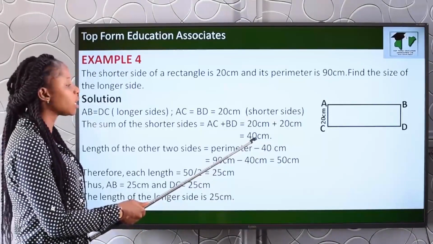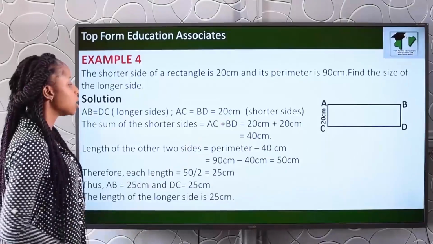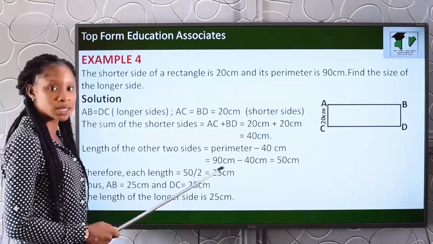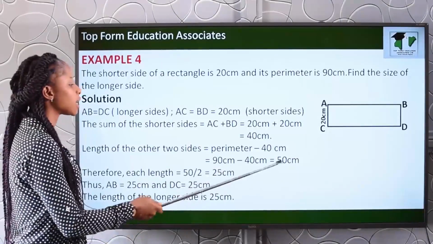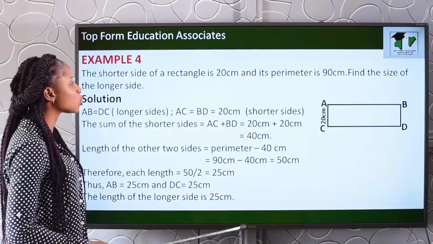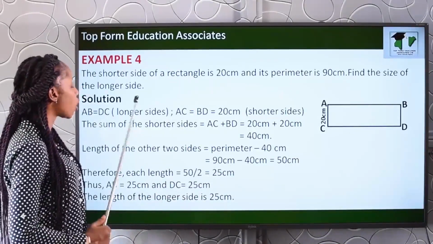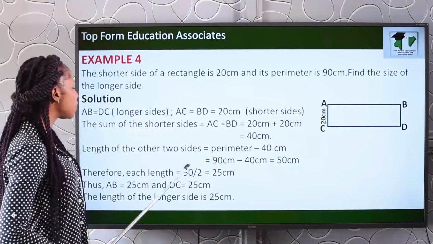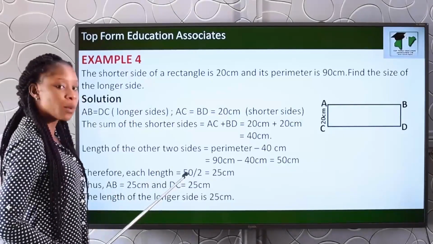Okay, remember we've been given the perimeter as 90 centimeters. So we subtract our 40 from 90 centimeters and we get our answer as 50 centimeters. Now, to get the size of the longer side, we divide by 2. Why are we dividing by 2?